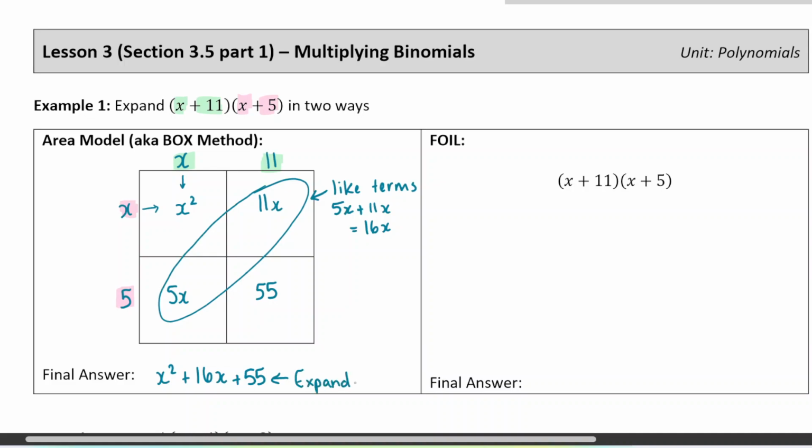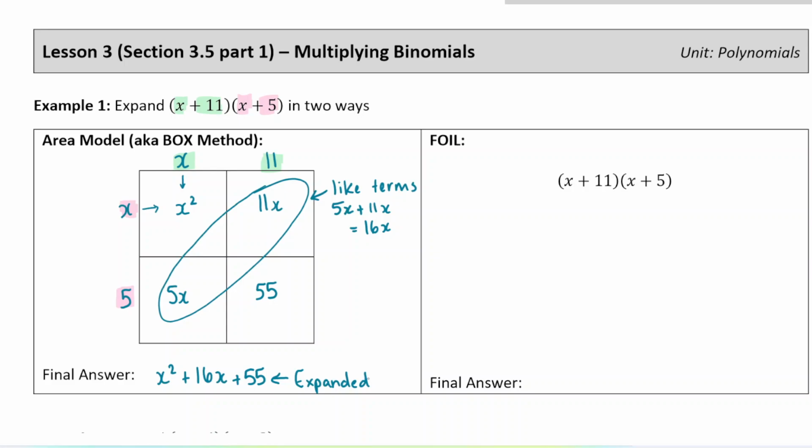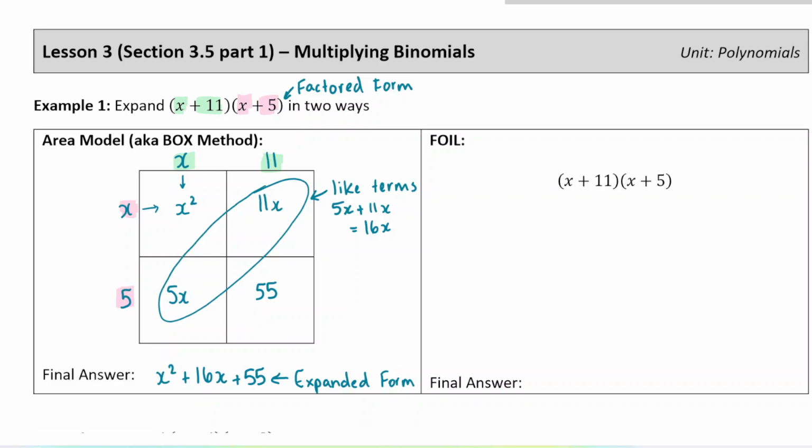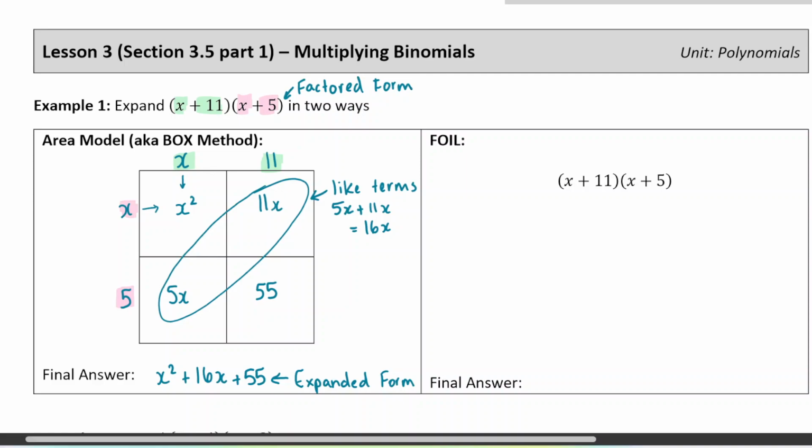So this is a little bit of a callback to last lesson, but we learned that there's an expanded form for most polynomials and then a factored form. So we started with the factored form this time up here, and then we multiplied it out to get the expanded form. So next lesson, what we're going to be doing is going in the opposite direction. So last lesson we learned that factoring and expanding are opposites. So next lesson we're going to learn how to go from the expanded form back into the factored form. Okay, so that's the box method.